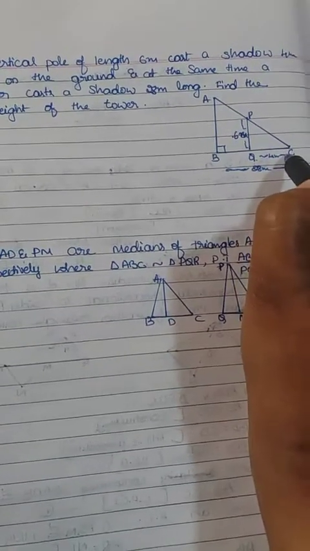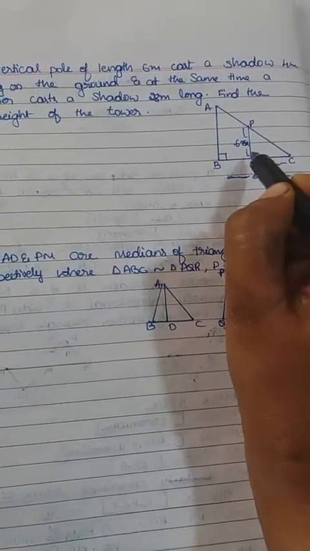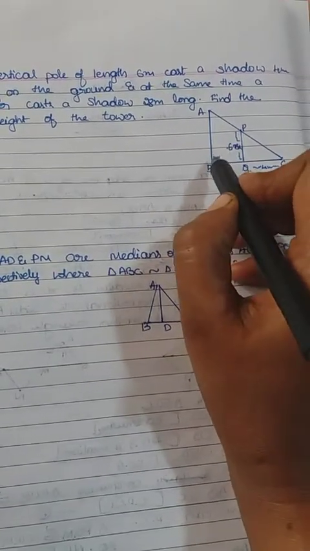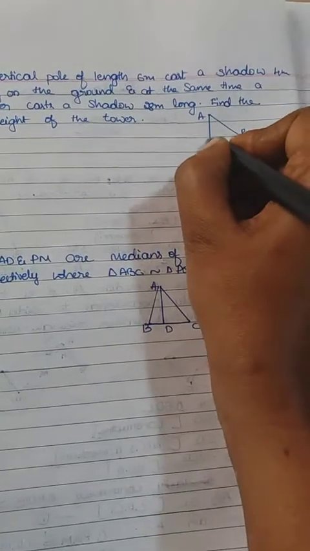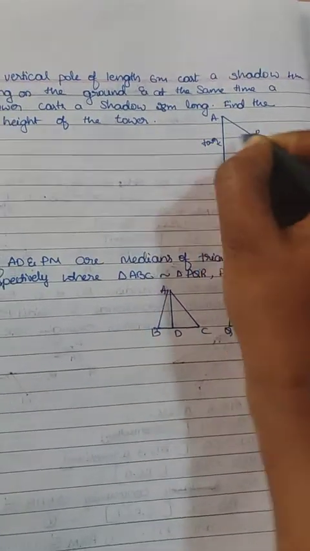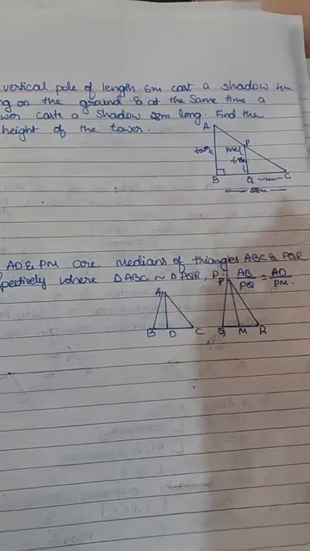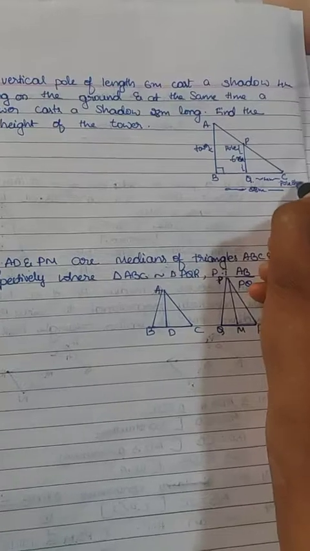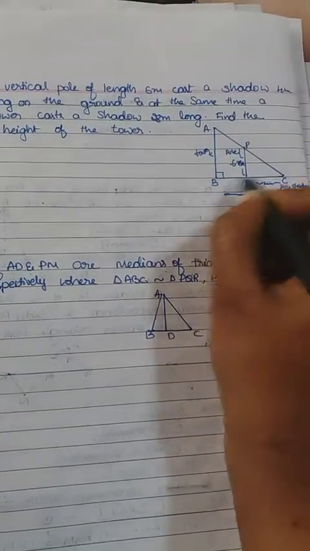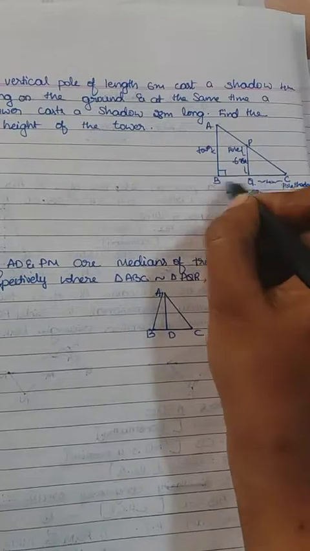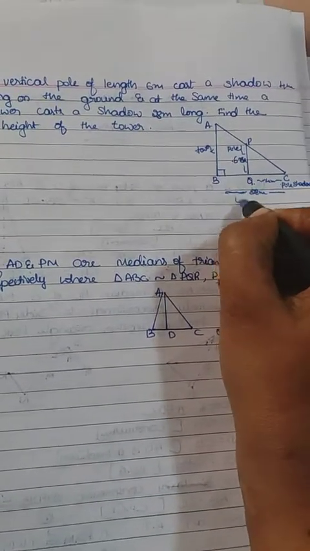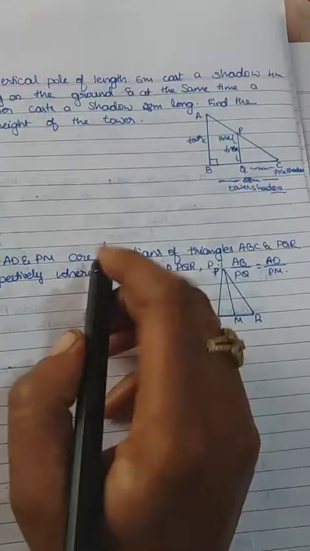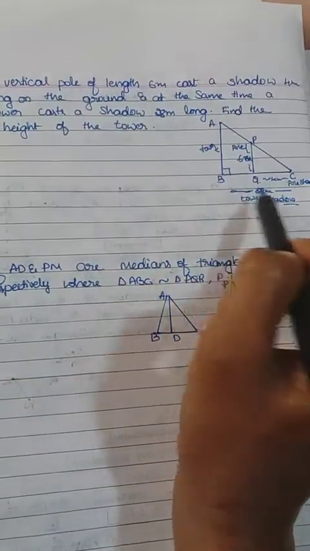QC is the shadow, PQ is the pole length. At the same time a tower casts a shadow. This is a tower. Which is the tower? AB. AB is a tower. Consider this is a tower, this is a pole, and this is the pole's shadow, and BC is the shadow cast, 28 meters. In the sense BC is the tower's shadow, don't get confused. So the tower casts a shadow 28 meters long.